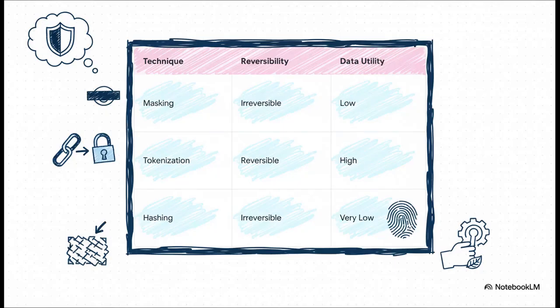So let's put them side by side. When you look at reversibility, it's pretty clear. Masking and hashing are one-way trips. They're irreversible. Tokenization, though, is reversible, and that choice has a huge impact on data utility. Because you can get the original data back, tokenization keeps the data's utility super high. Hashing, on the other hand, keeps the least. So which one do you pick? Well, it always comes down to your specific use case.